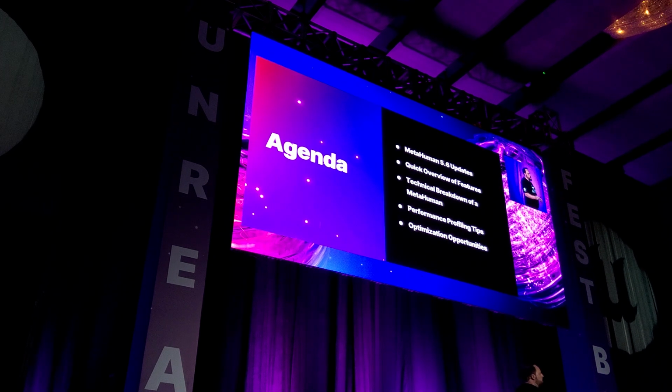So on the agenda today, we're going to talk a little bit about Metahuman 5.6. There's been a significant amount of updates. We're going to go over some of the features and do an overview there. Then we're going to get into the actual technical aspects of trying to optimize our metahumans by doing a technical breakdown of what a metahuman is and what constitutes inside of it. Then we're going to go into some performance profiling tips, how to help find those issues, and then lastly, some of the optimization opportunities that you can take and what we've learned at Epic helping other folks like you who are using Metahuman abroad.